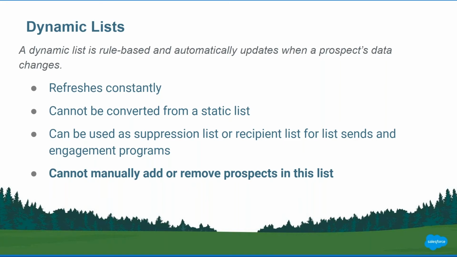It cannot be converted from a static list. It's also usable as a suppression list or recipient list for list sends and engagement programs. One of the most important differences here is that you cannot manually add or remove prospects from this list. The only way you can manage prospects with a dynamic list is through the criteria that you've defined. If a prospect qualifies for this dynamic list, they get added into it, and if they no longer fit the criteria, they get removed. That's just the thing that you have to remember with dynamic lists.